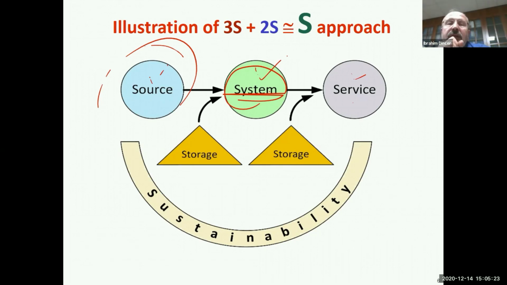At the same time, there is another S coming into the picture. Imagine between source and system, such as solar: the sun is not shining all the time, wind is not blowing all the time, you need storage. So another S is coming into the picture. What if the system produces more than what you need? Another S is going to come into the picture. So storage will be again in this equation. So when you look at this overall, 3S plus 2S will be really essential to solve this sustainability equation.